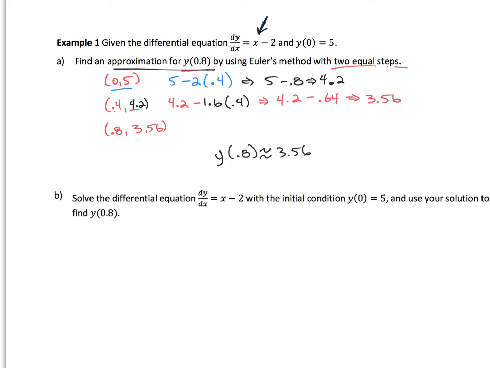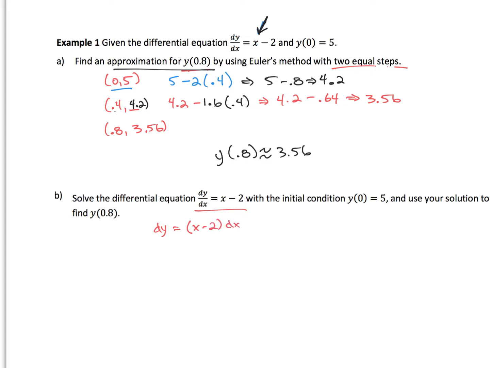Now, that's using Euler's method. On this one, though, can you actually solve for it? We can actually solve for 0.8. So the first step is to do what? Separate. So let's separate this differential. So I'd have dy is equal to what? The quantity of x minus 2 dx.